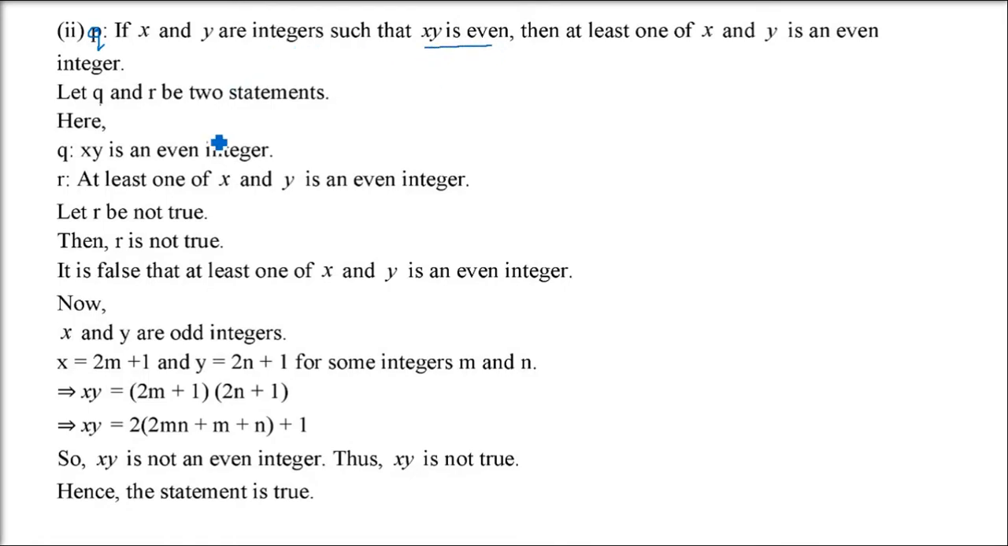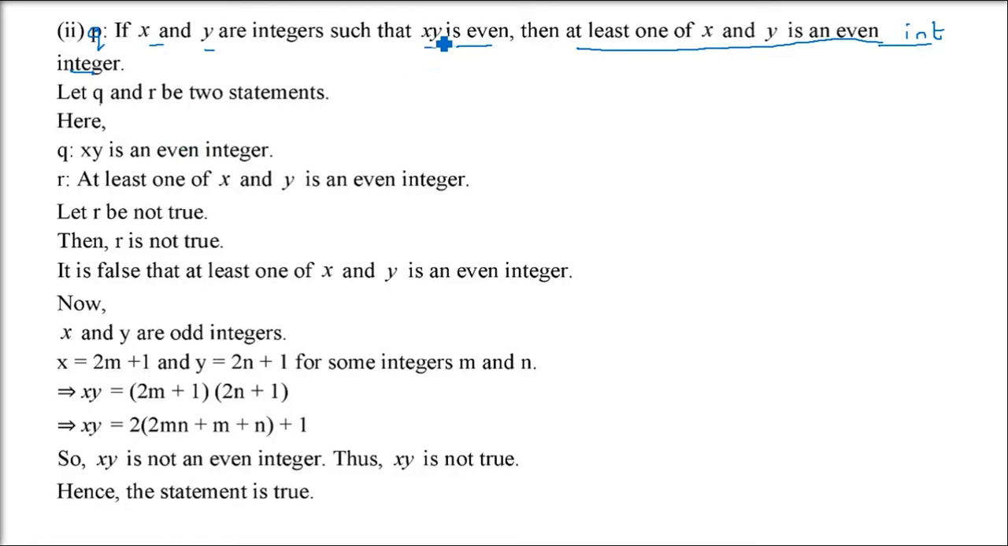Since this is the second part, let us first break it into statements. If x and y are integers such that xy is an even integer, this we take as p. And at least one of x and y is an even integer, we are taking as q. So p is xy is an even integer, and q is at least one of x and y is an even integer. I'll show you both the methods.